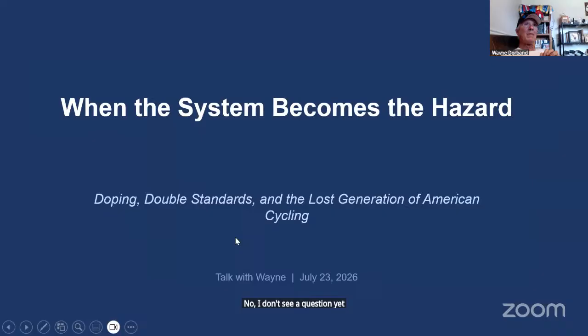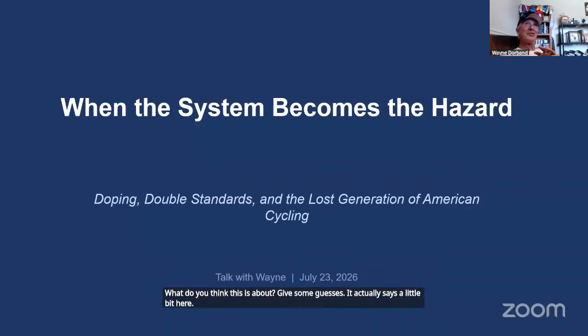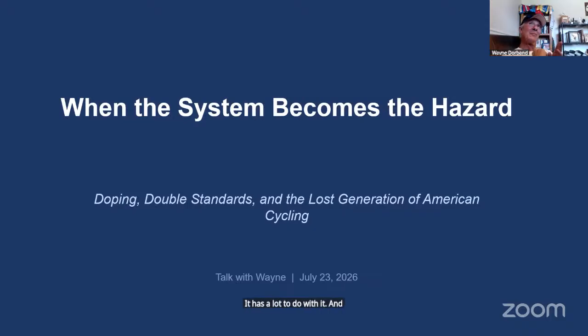All right, cool. Well, what do you think this is about? Give some guesses. It actually says a little bit here: Doping, double standards, and the lost generation of American cycling. Well, what does that have to do with economics? It has a lot to do with it. And it also has a lot to do with me. This is a story which I had a chance to live through.